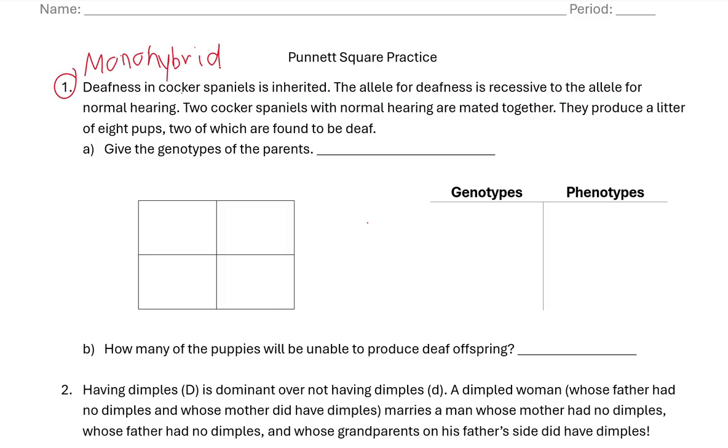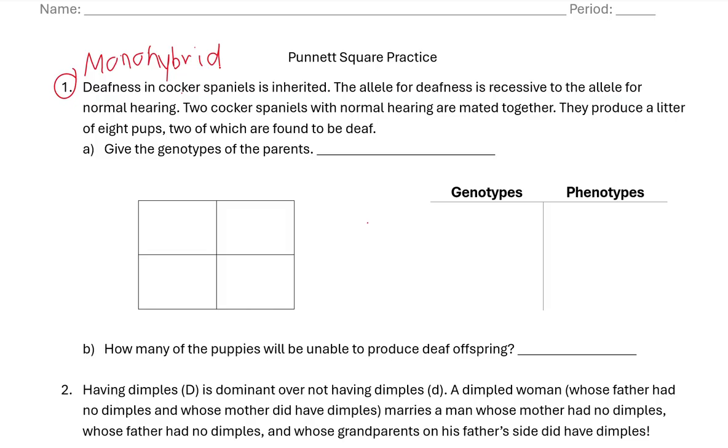Number 1 says deafness in Cocker Spaniels is inherited. The allele for deafness is recessive to the allele for normal hearing. 2 Cocker Spaniels with normal hearing are mated together. They produce a litter of 8 pups, 2 of which are found to be deaf.